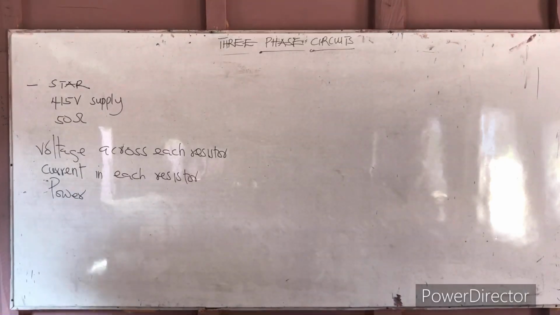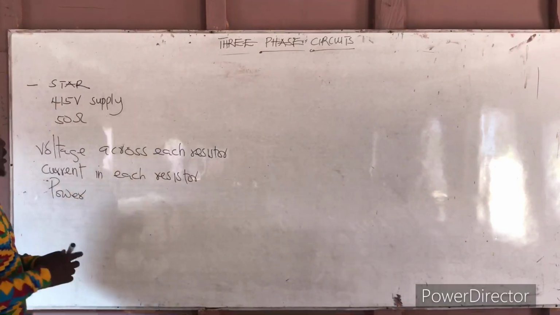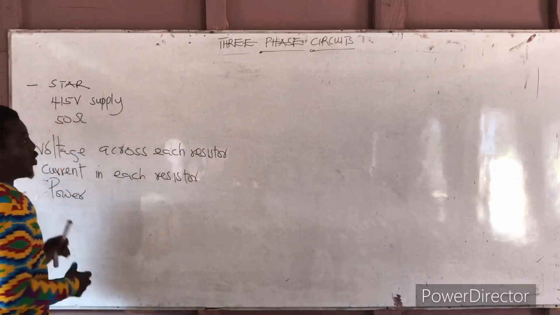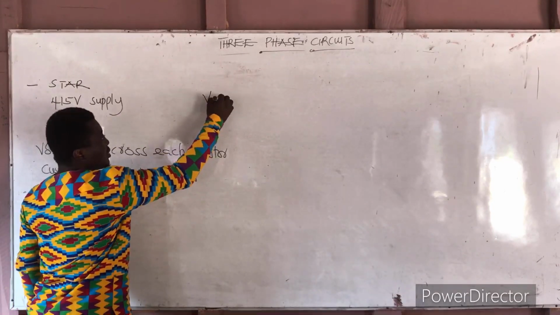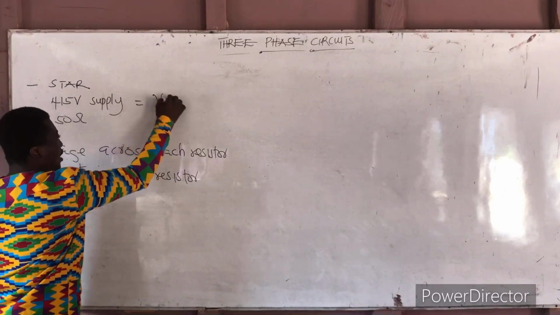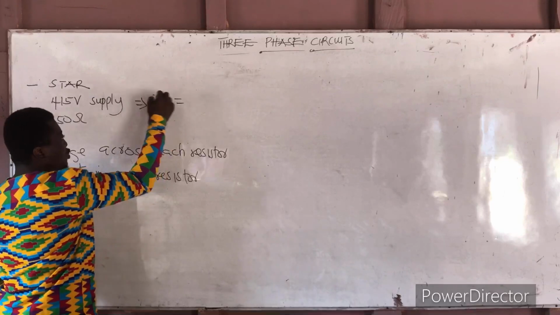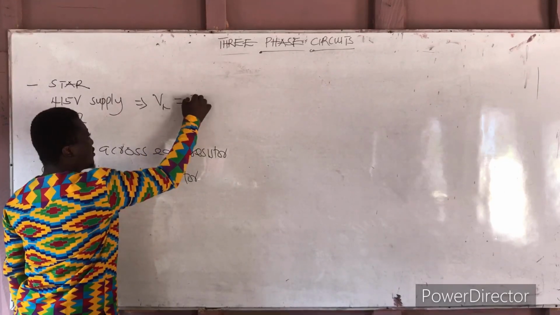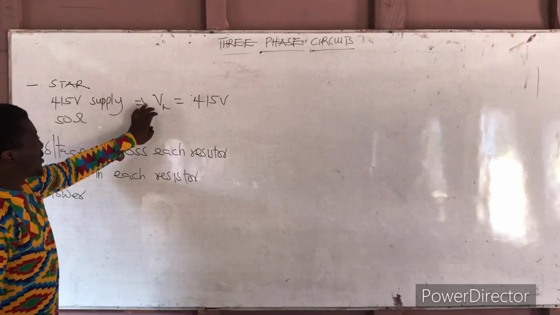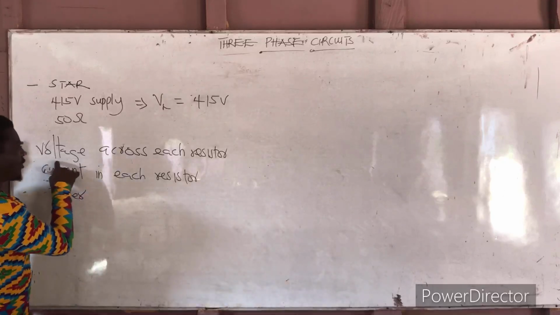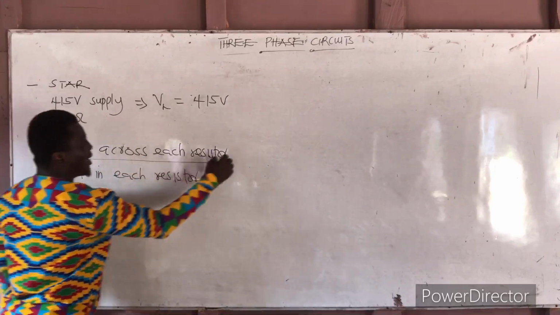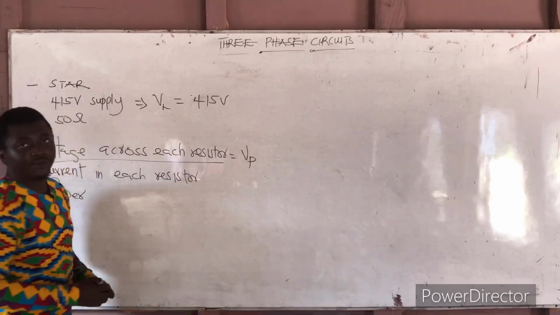So basically, since they said it is a star connection, we've established that the supply is always the VL. So VL is the supply, which means VL is 415 volts. The first question said we should find the voltage across each resistor, and I told you that the voltage across each resistor is our VP, the phase voltage.